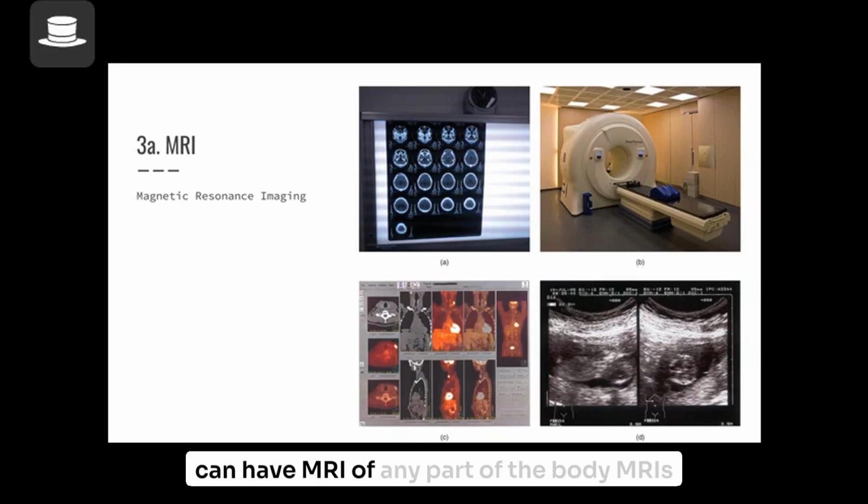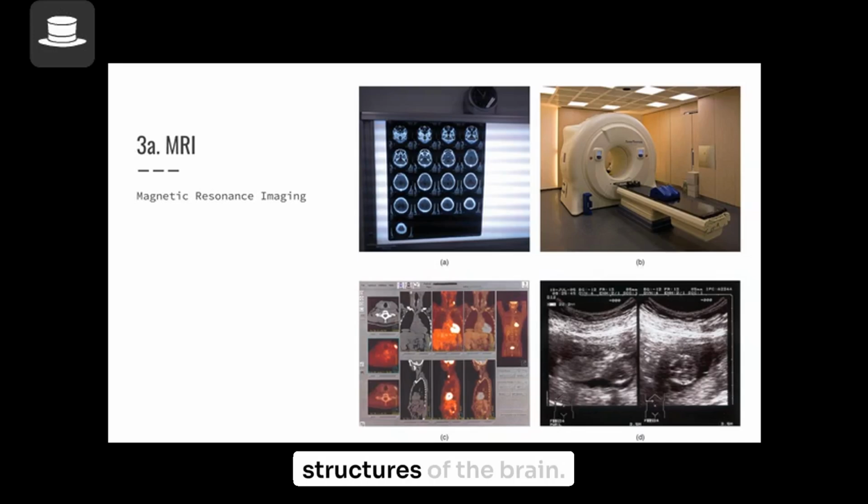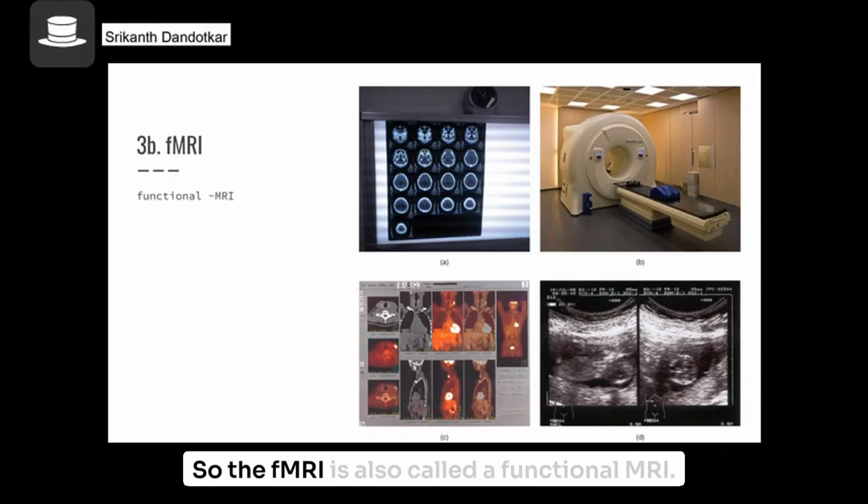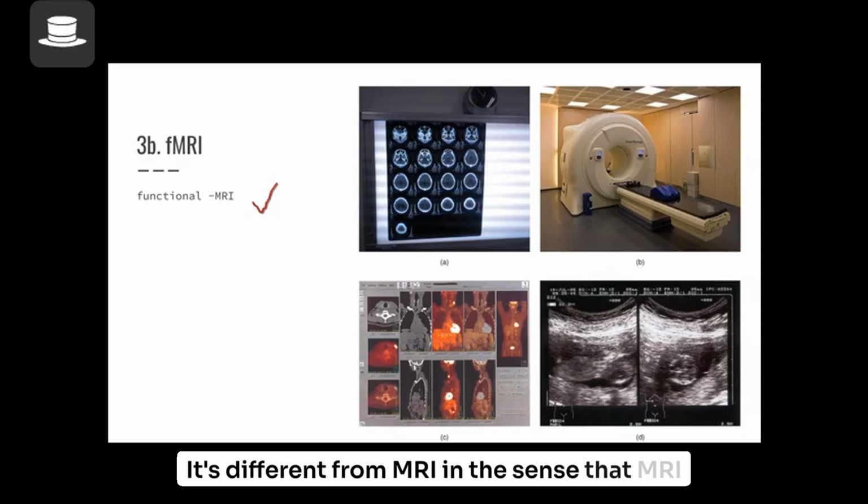You can have an MRI of any part of the body. MRIs give a better picture of the structures involved in the brain, and it's usually used to understand the structural changes or structures of the brain. The fMRI is also called the functional MRI. It's different from MRI in the sense that MRI is used to take structural pictures of the brain. Functional MRI is used to understand the functions of the specific structures of the brain.